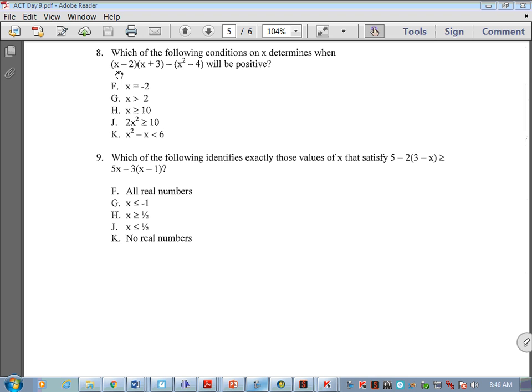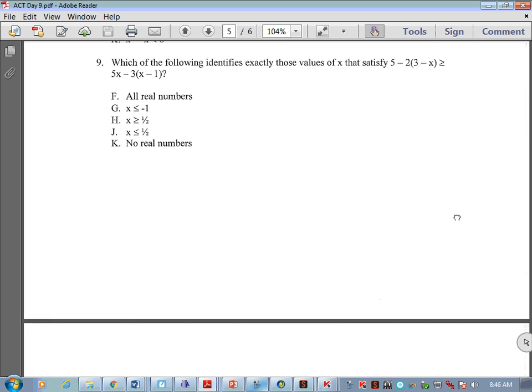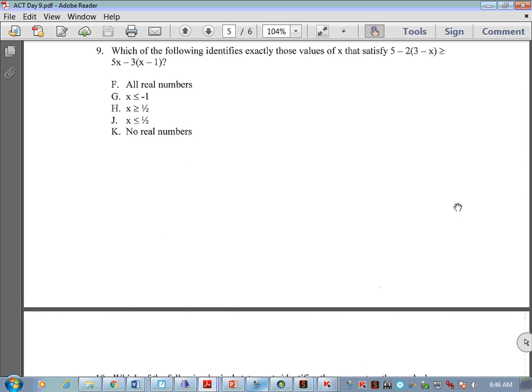Didn't know. Okay. We should get no real numbers for this. Let me move this up a little bit and let's try this out. Which of the following identifies exactly those values of x that satisfy this? So the first thing I'd want to do is what we did on Ryan's question, which is distribute the 2.